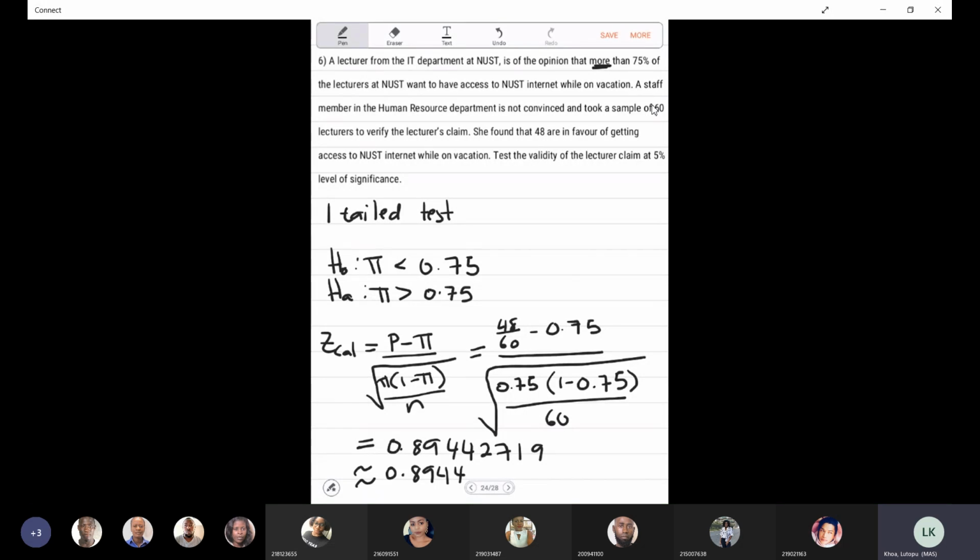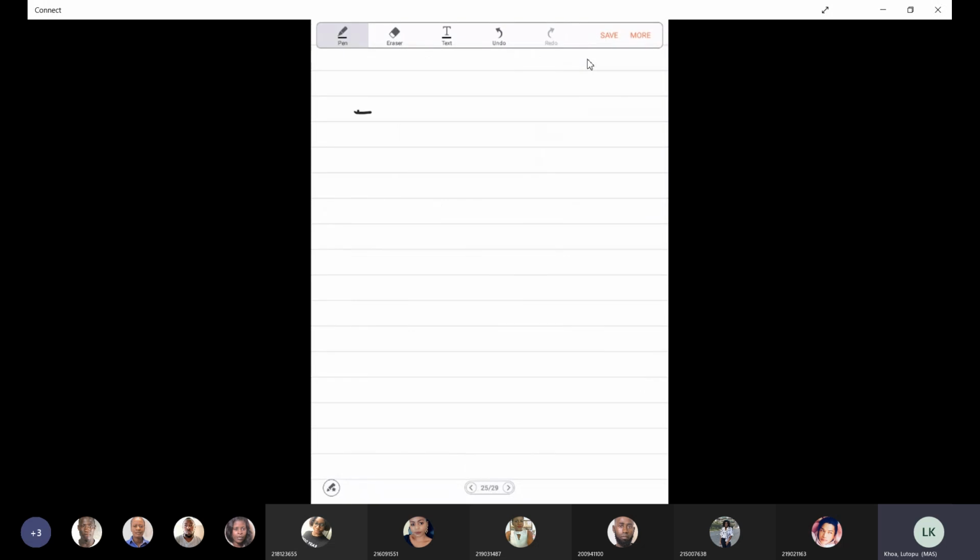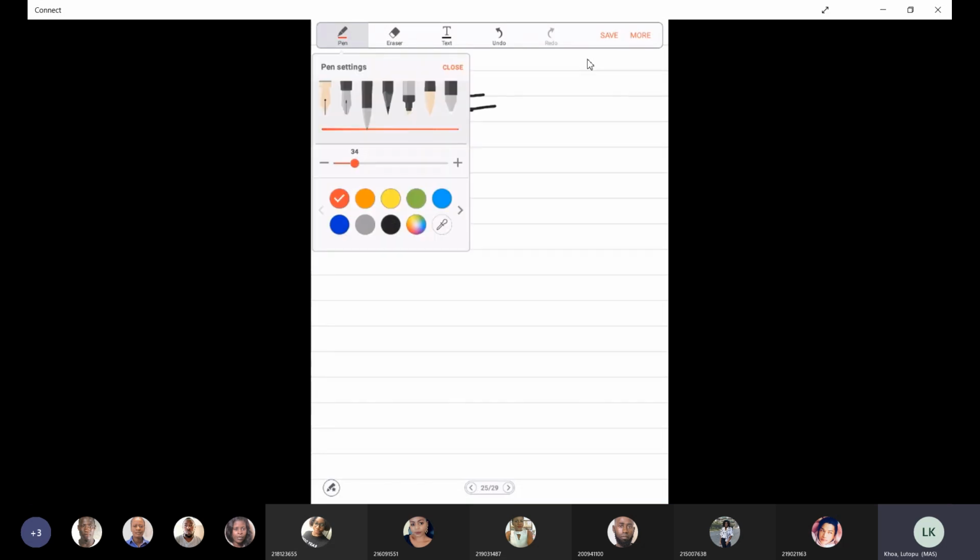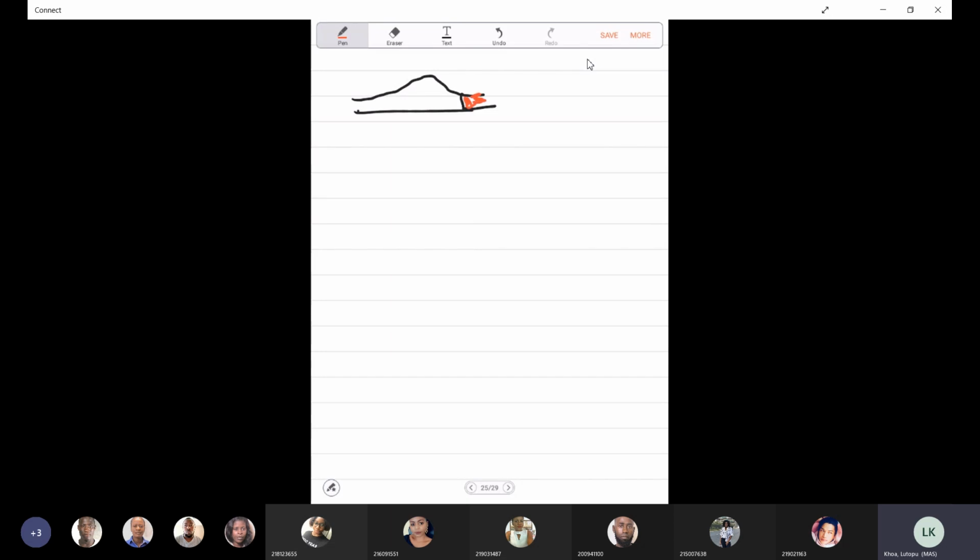Then step number 3 is we need a decision rule. So we say that this is a one-tailed test, and because of the more than over here, it is an upper-tailed test. So this is what we're looking at. It's an upper-tailed test. This is our rejection region over here, and this is our acceptable region. So we need to work out what this critical value is over here.